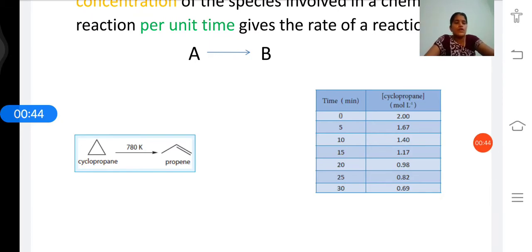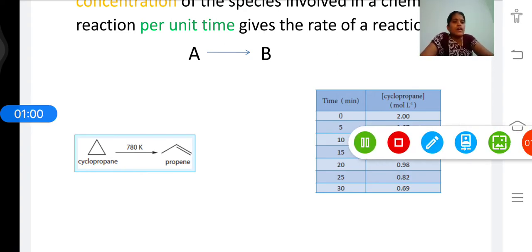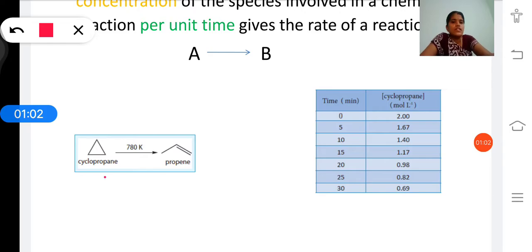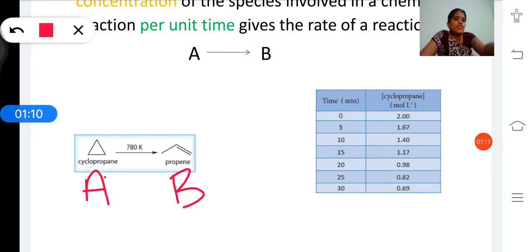I already told you the change in concentrations, so why have we put this negative sign? Take the same example of isomers. What do you mean by isomers? The same molecular formula but different structures. Here cyclopropane is a reactant to give a product, propene. Cyclopropane is A and propene is B, with the same molecular formula but different structure.